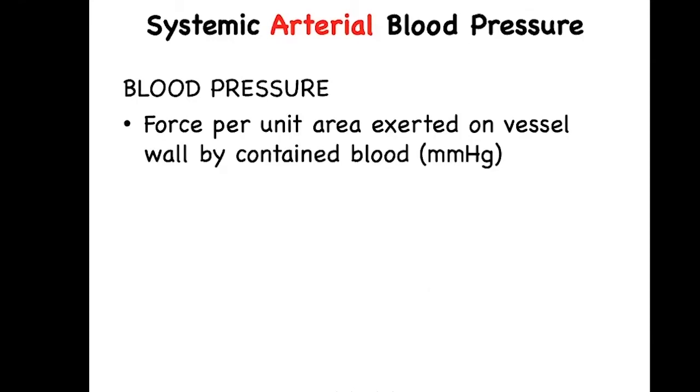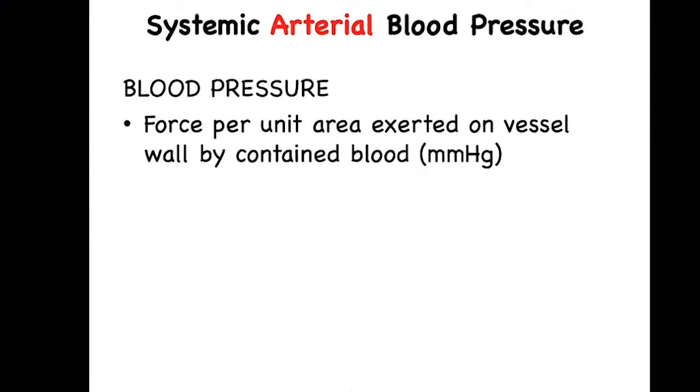We're going to be looking specifically at systemic arterial blood pressure. We'll begin by defining blood pressure. Blood pressure is the force per unit area exerted on a vessel wall by the contained blood. It is measured in millimeters of mercury. Easily stated, it is the blood pushing up against the walls of the vessel.